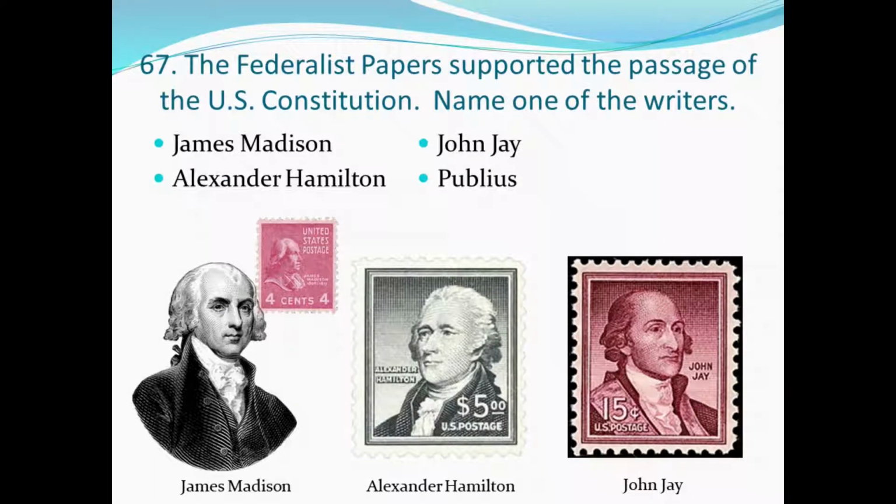Number 67. The Federalist Papers supported the passage of the Constitution. Name one of the writers. So the answers that we have here: James Madison, Alexander Hamilton, and John Jay. You could also answer Publius. Publius was the name that they gave. It was a fake name, a pen name, so that people didn't know who wrote the papers. The actual writers are James Madison, Alexander Hamilton, John Jay. But Publius is also an acceptable answer.